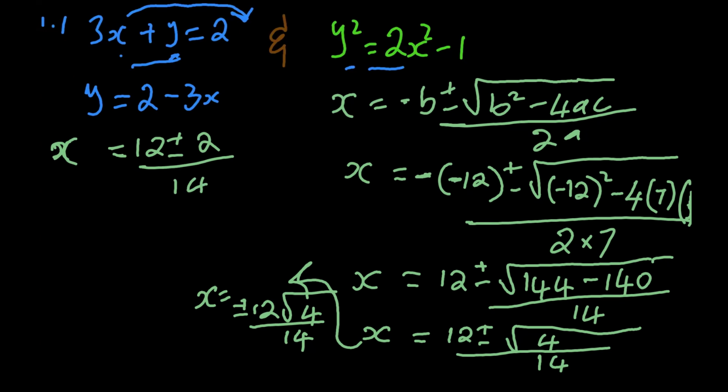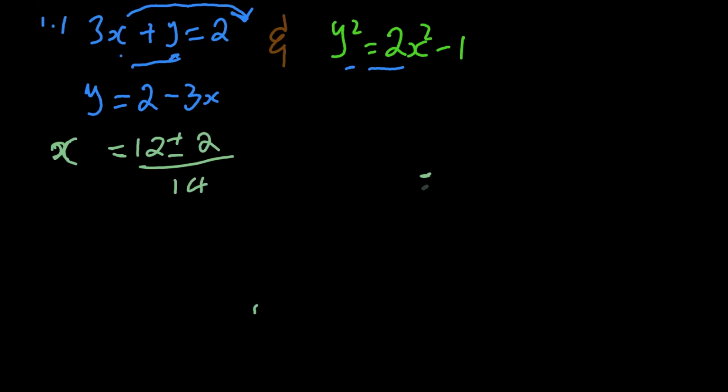Now I'm just going to wrap this again here. So now you have x with plus or minus, so you'll have two values of x. What are the two values of x? x1 will be equal to 12 plus 2 all divided by 14. So 12 plus 2 is 14, divided by 14, which is equal to 1.